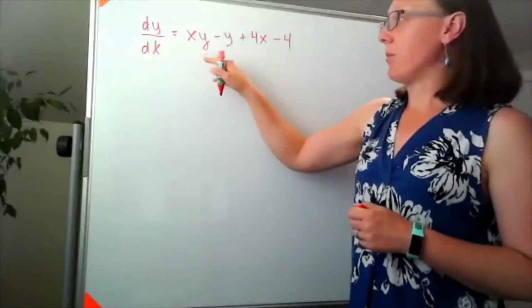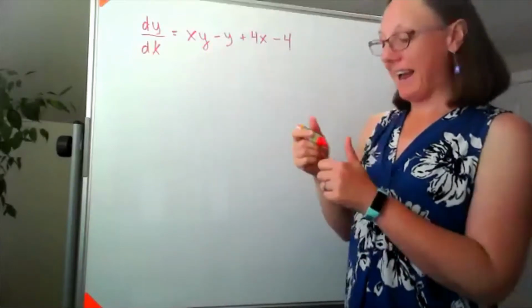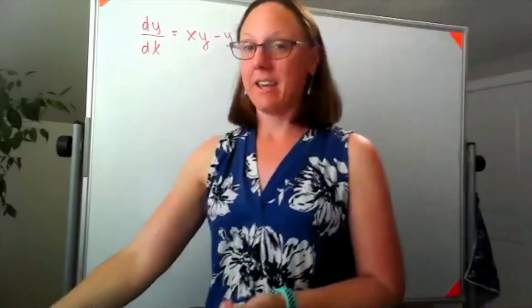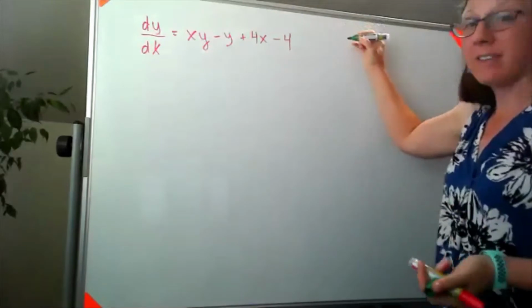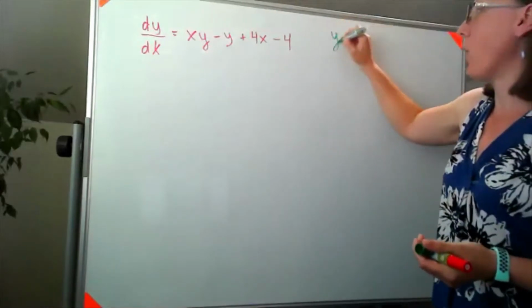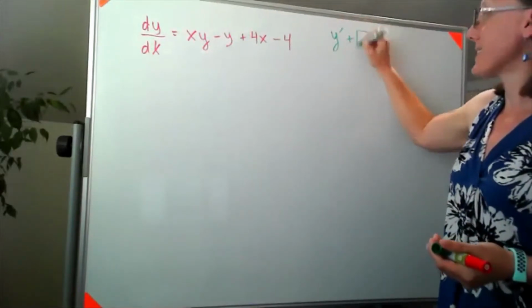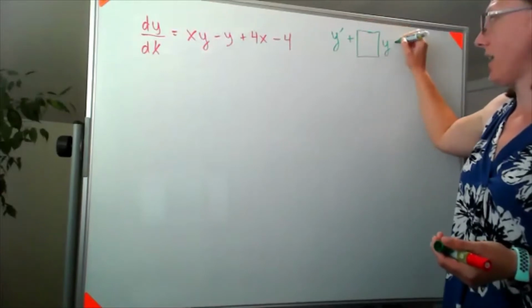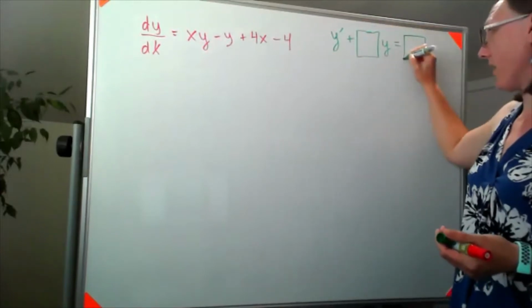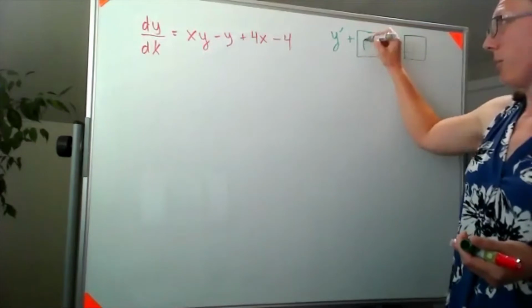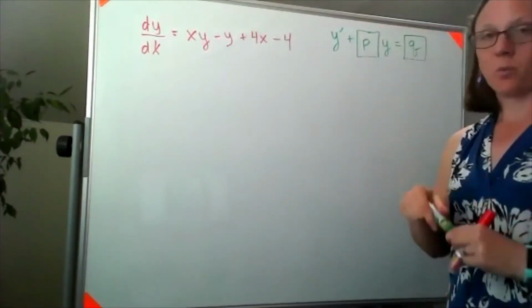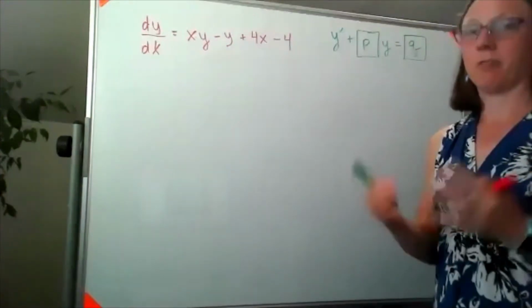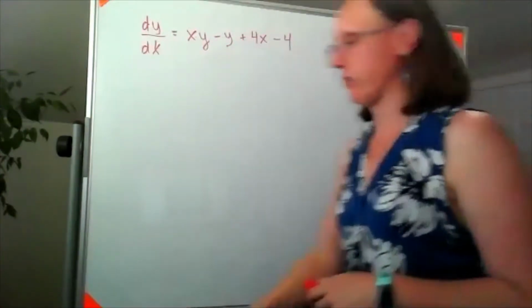If I'm looking at this as first order linear, I have to write it exactly in our standard form. So I would need to rearrange this to look like y prime plus something times y is equal to something, where this part over here we call p, and this part over here we call q, so that we can find our integrating factor and solve the differential equation.